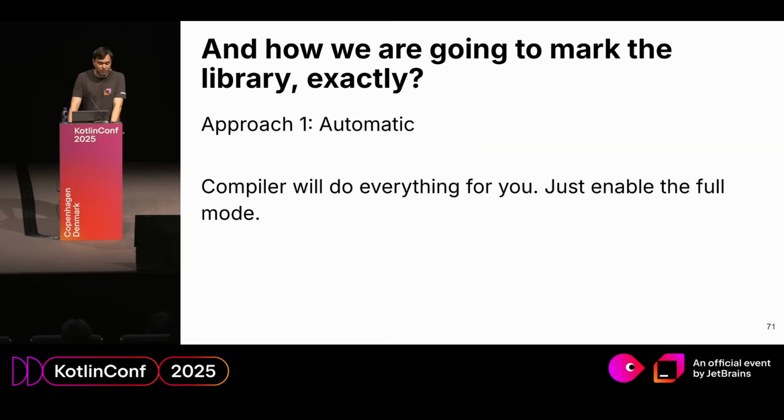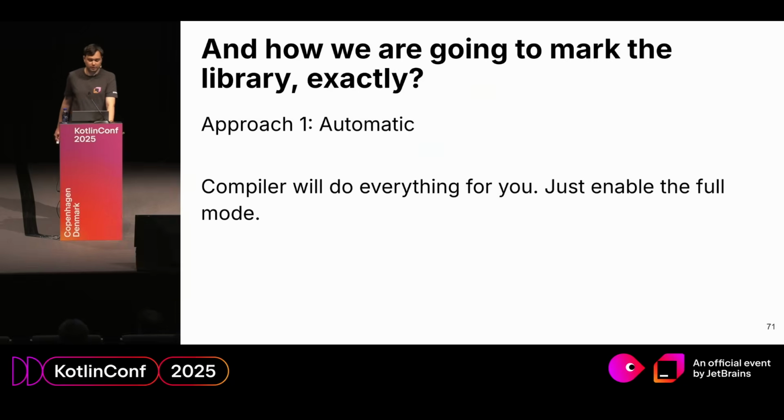So how are we going to mark the library exactly? Well, there are several approaches. The first approach is that it will be automatic. So the compiler will do everything for you. Just take your library, turn on the full checker mode, make sure that you have no warnings, and ship it. And your clients with the checker enabled will be happy immediately.